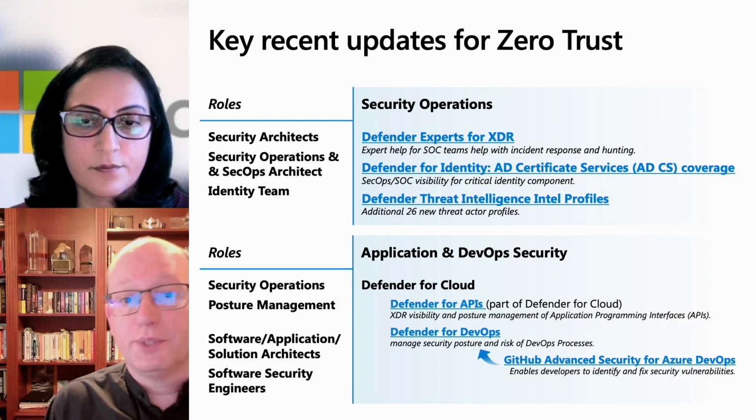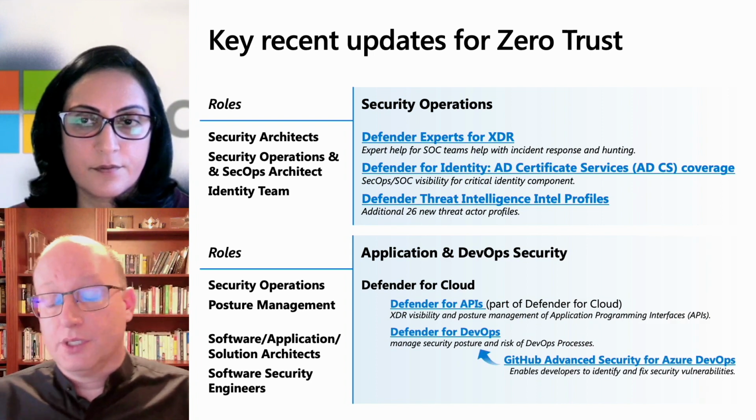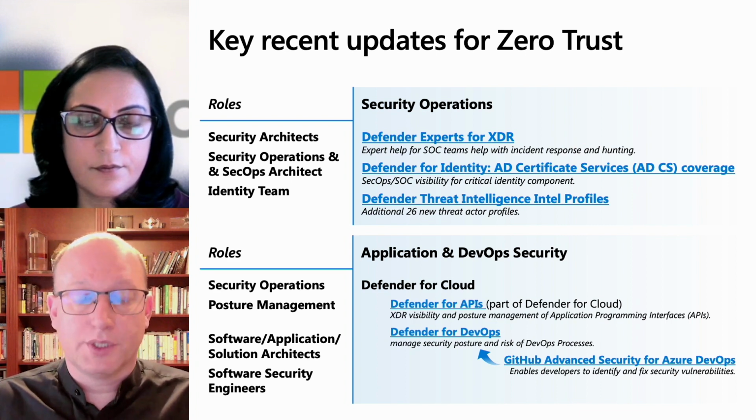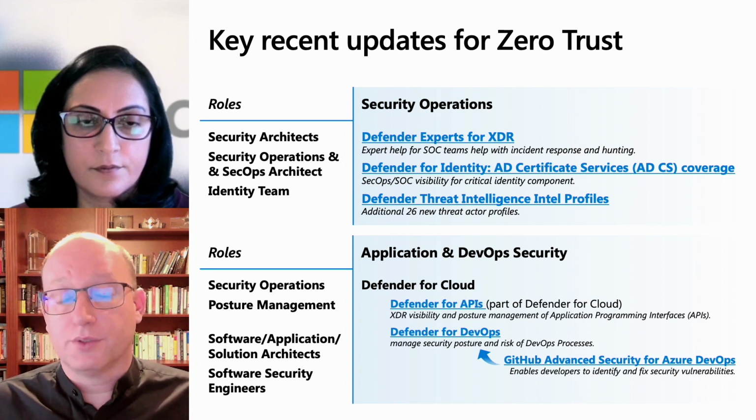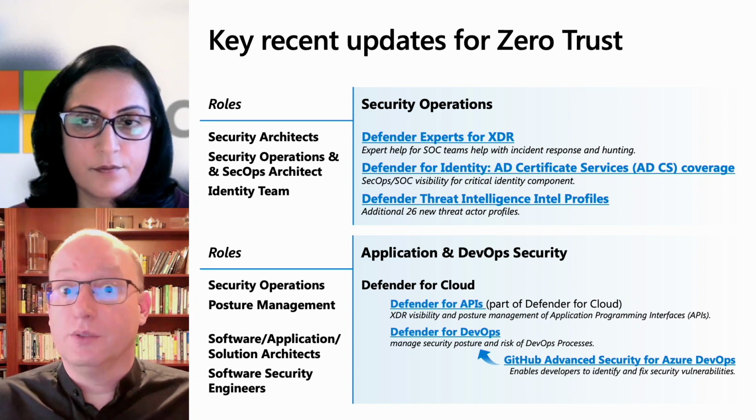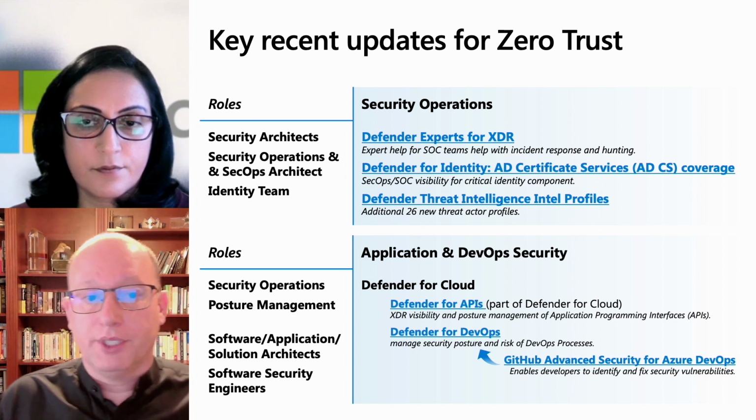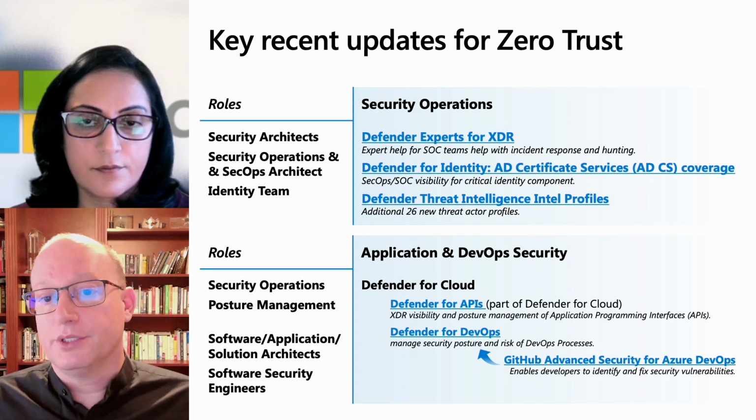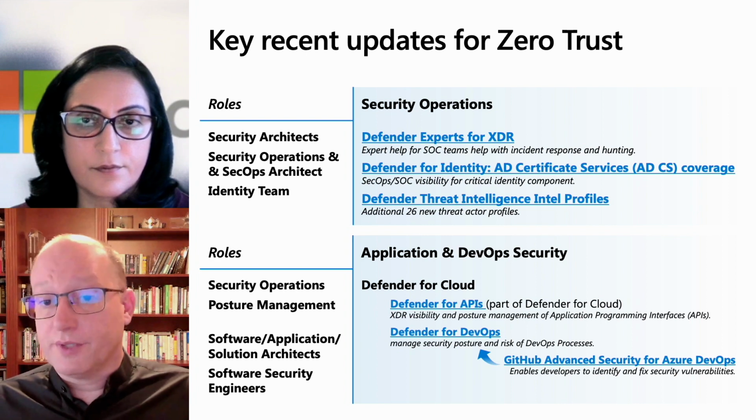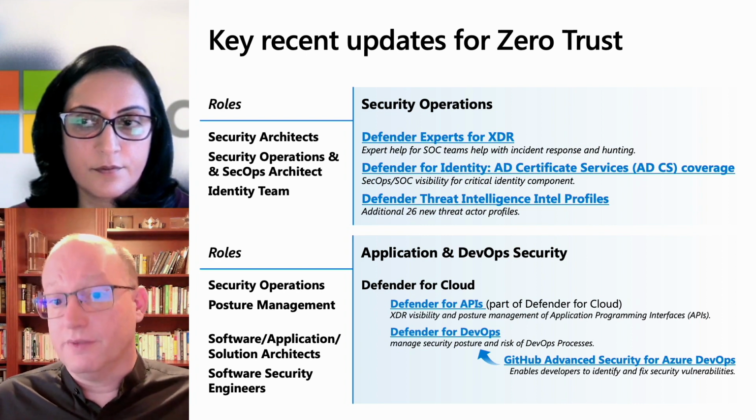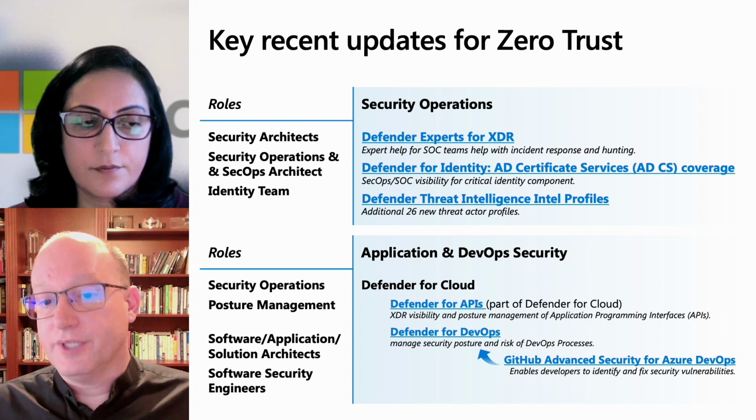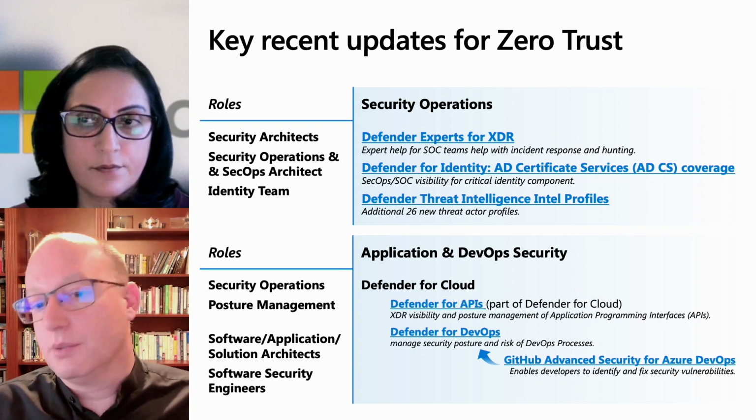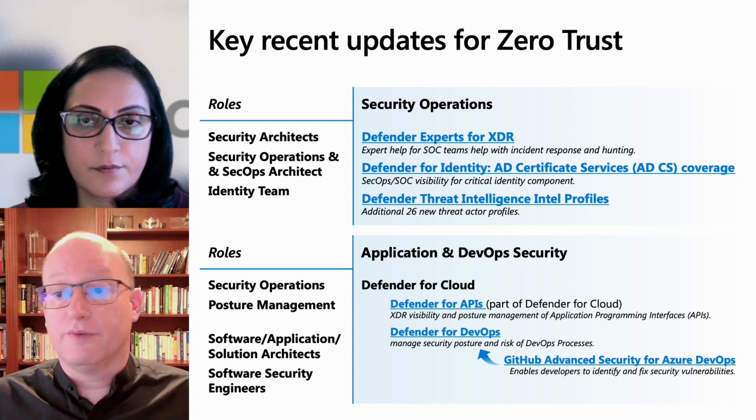And finally, we have our application and DevOps security space. There are lots of roles with an interest in this space: security operations, posture management, looking at those Defender for Cloud consoles or wherever they happen to be and pulling that data into other tools, as well as your application software solution architects, the various folks there, and the software security engineers that are helping secure it. So Defender for Cloud now has visibility of APIs through Defender for APIs, as well as Defender for DevOps. Pulling all that in, they get some insight into the application coding process itself through GitHub Advanced Security for Azure DevOps.